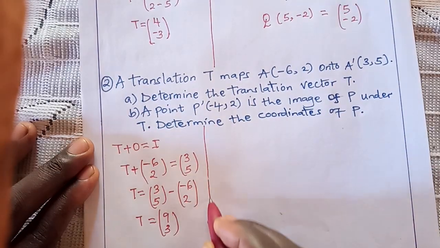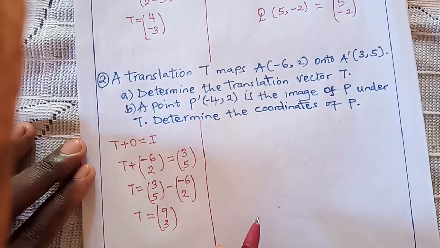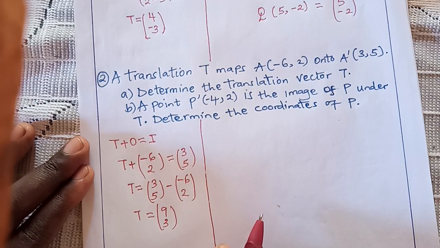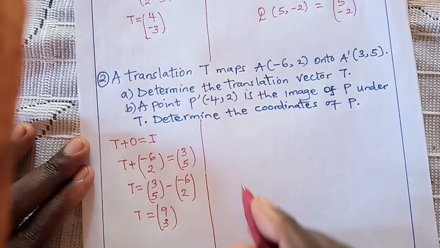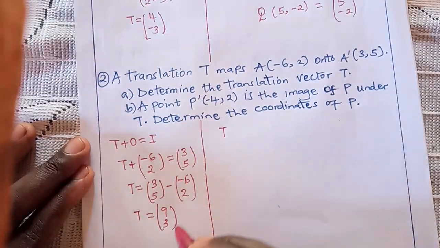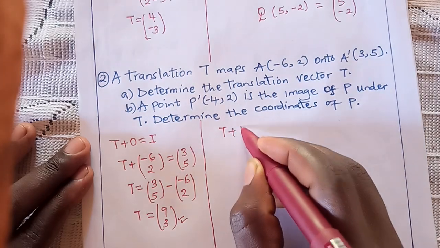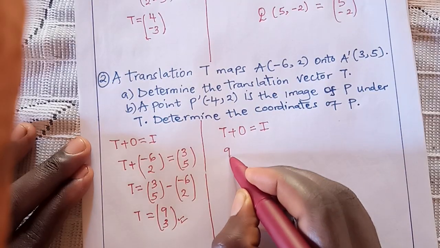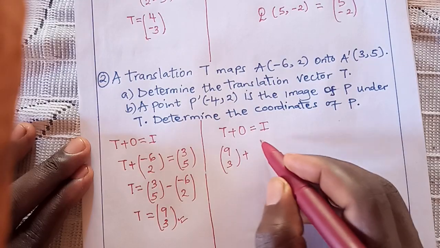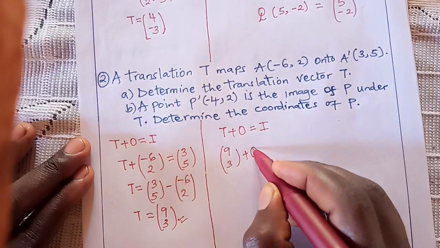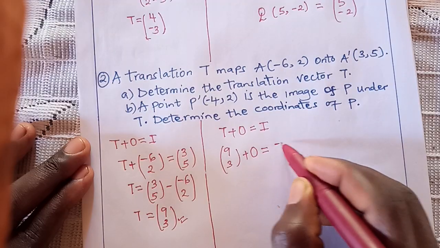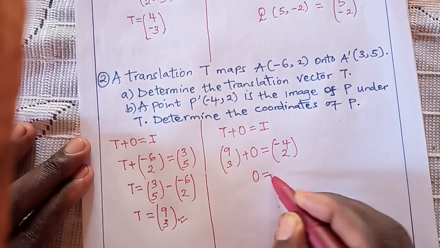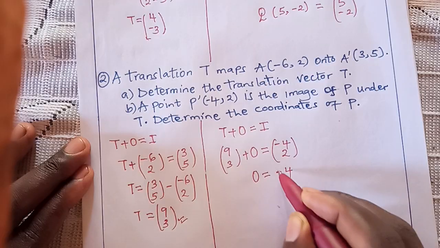What about the second part? We are supposed to determine the object coordinate of P. We have been given the translation; we have obtained the translation here. We add to the object, we finally get our image. The translation is 9,3. We add to our object coordinate that we do not have, and it will give us our image coordinate, which is -4,2.